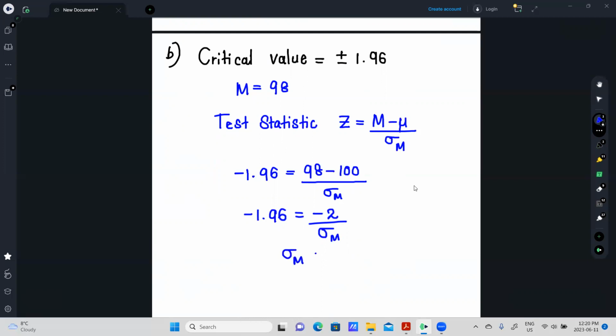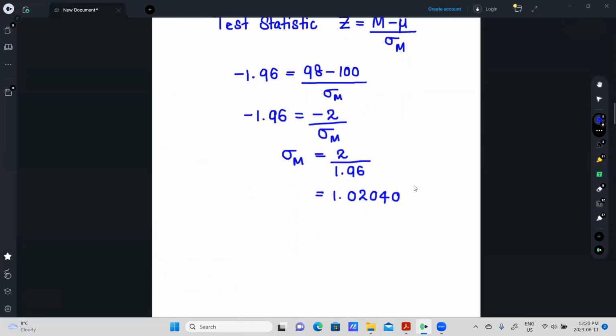So if I cross multiply, that is 2 divided by 1.96. See? So 2 divided by 1.96 is equal to 1.02040. This is the answer. I'm considering only two decimal places in this case. So sigma M is equal to 1.02. Now we're going to use the equation for sigma M. Sigma M is equal to sigma divided by square root of n.